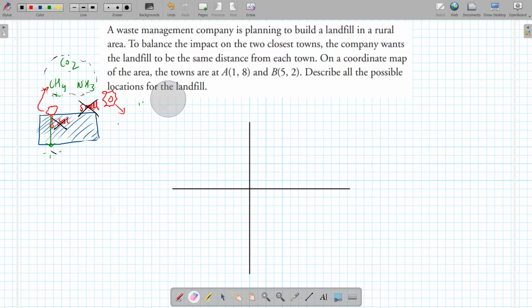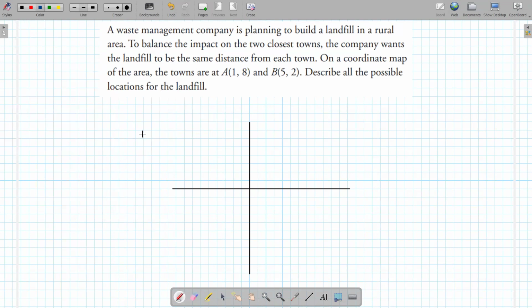Anyways, let's look at this question. Back to this question. So we're planning on building a landfill somewhere. It needs to be the same distance from two towns. The first town is A, so 2, 4, 6, 8. A is here at 1 and 8. B is at 5 and 2. So B is right here.